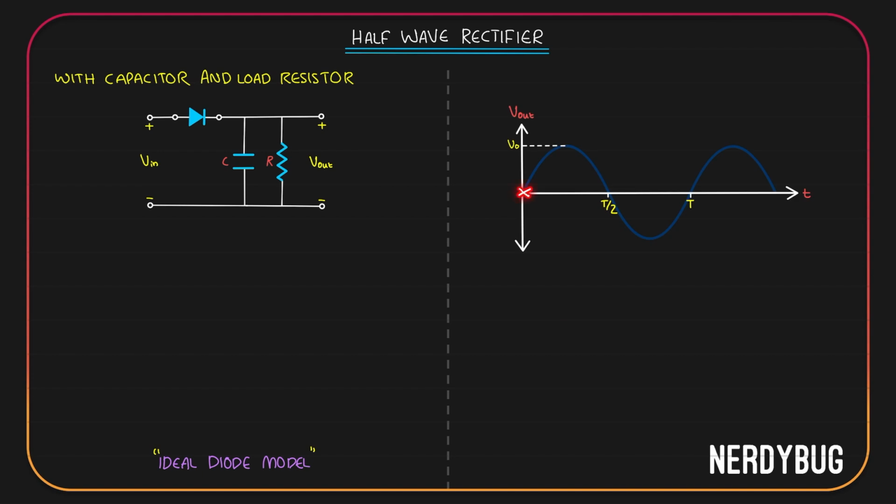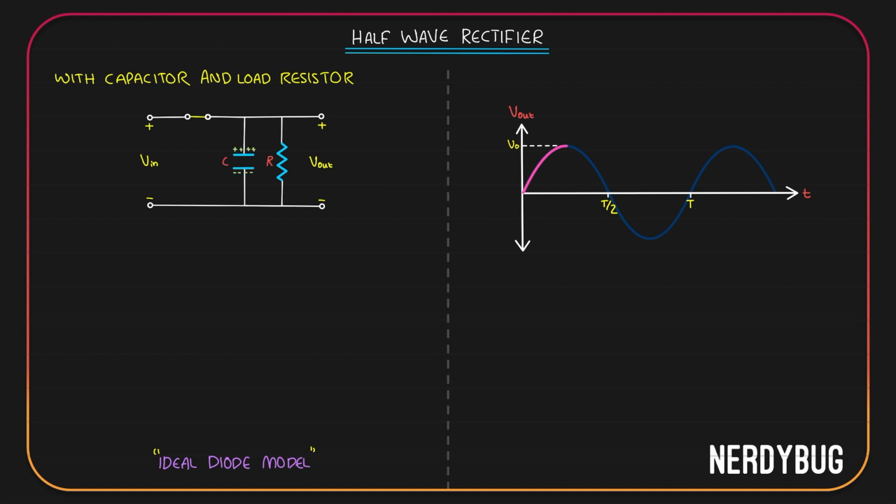Initially, when the input goes from 0 to its maximum value, diode will get positive potential here, negative potential here. It will be forward biased and we can replace it by a closed circuit. During this time, the entire input will be dropped across the capacitor and the resistor in parallel. So the output is going to be equal to the input. Let us plot it on the graph. Now the input has the maximum value V0 and the capacitor is charged. It has positive charge on this plate and negative charge on this plate.